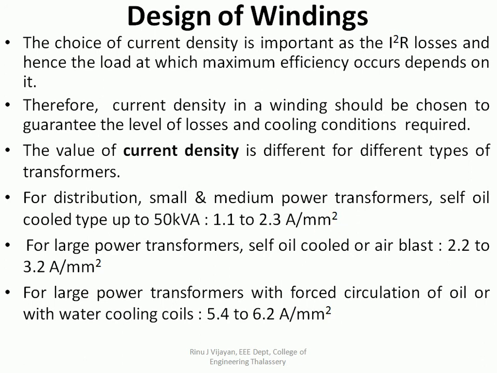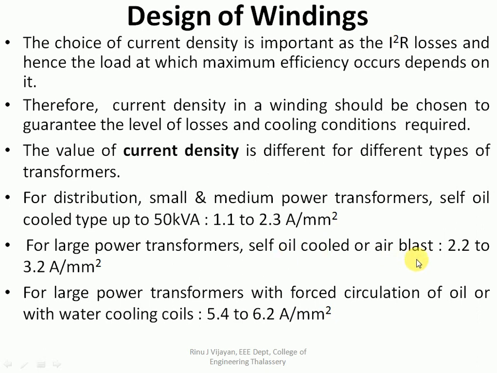The different values of current density for different types of transformers are given here very clearly. In the case of distribution, small and medium power transformers which are self-oil cooled type. As I have told, the type of cooling being provided also has a great influence on the selection of the value of current density. And the power rating is up to 50 kVA. We will be using the current density of 1.1 to 2.3 ampere per millimeter square. Next, large power transformer. It's a self-cooled one or air blast cooled one.